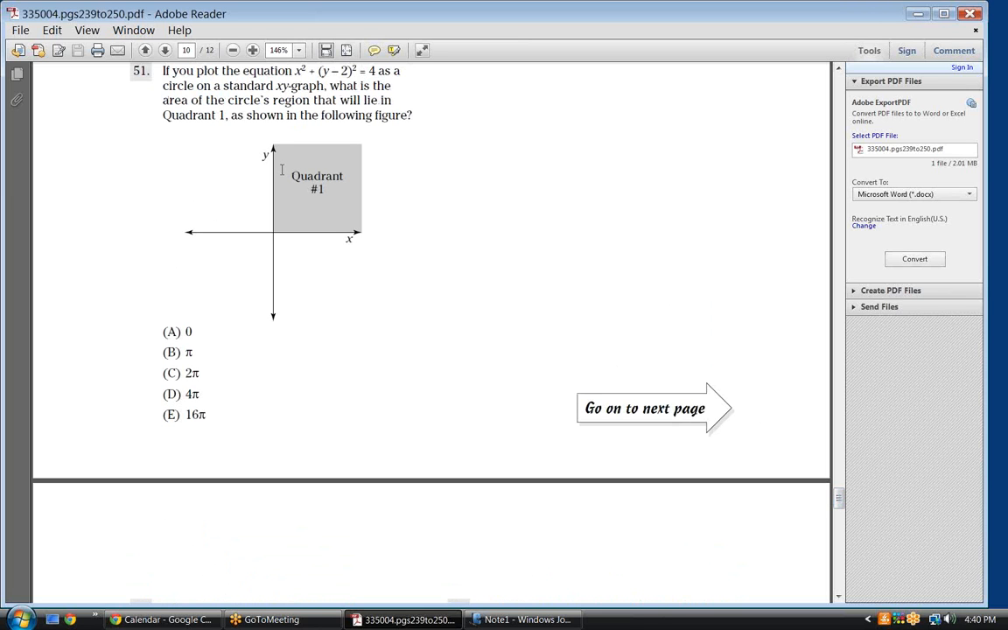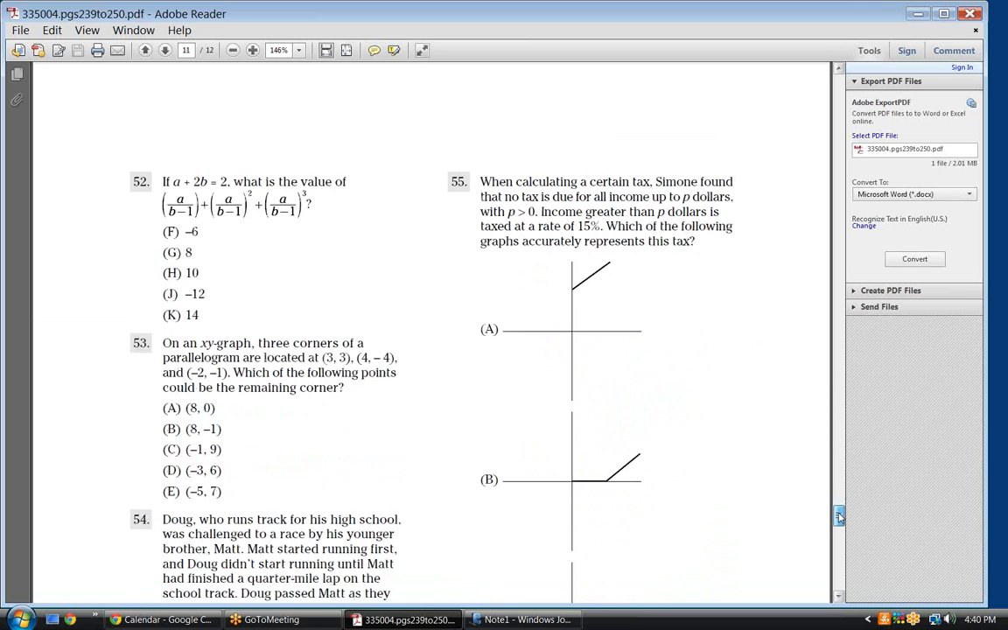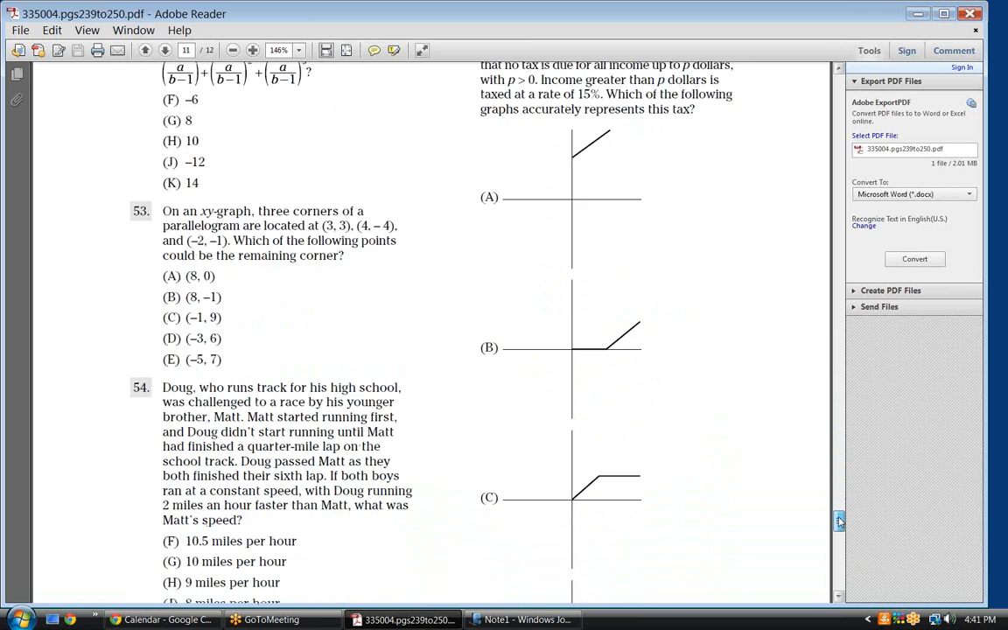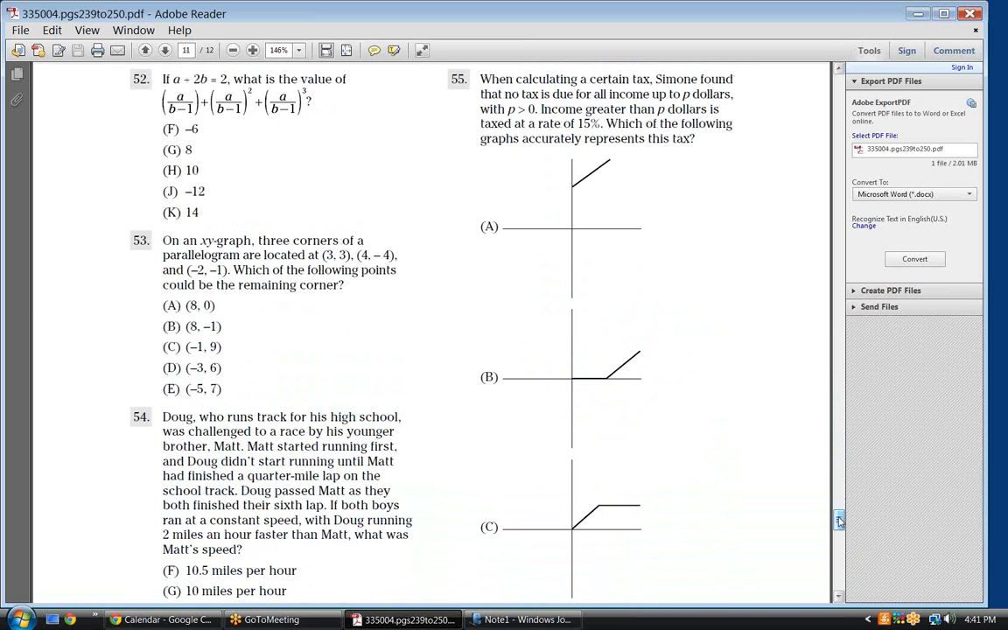Talking about it. Remember, that's what it was, a circle sitting up here, half of which was in quadrant 1. So we figured out the area of the circle, took half of it, and that was our answer. Okay, so 52.